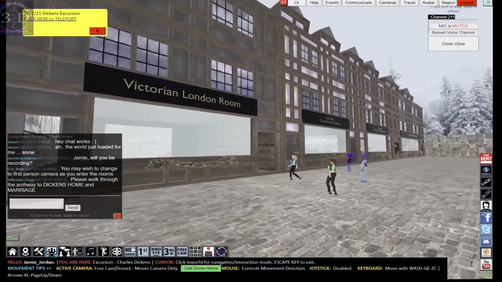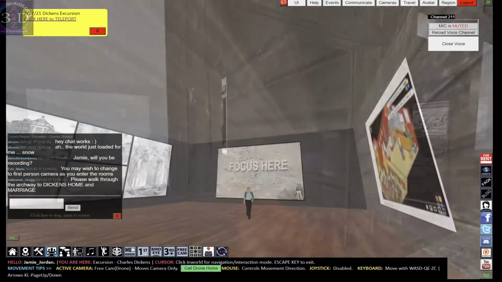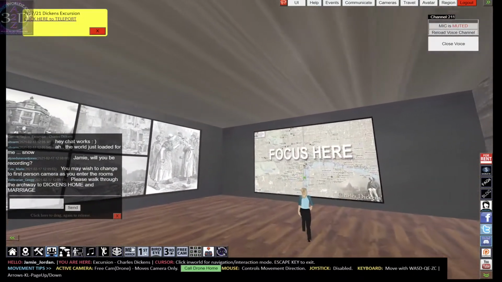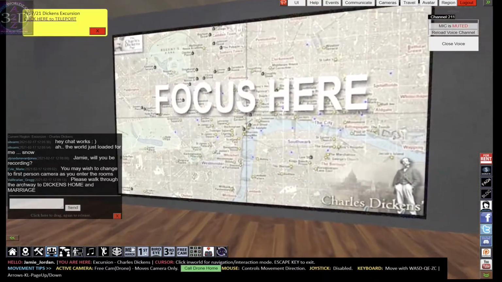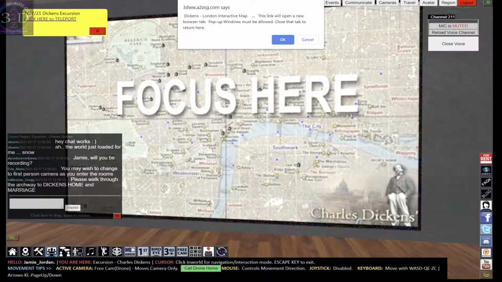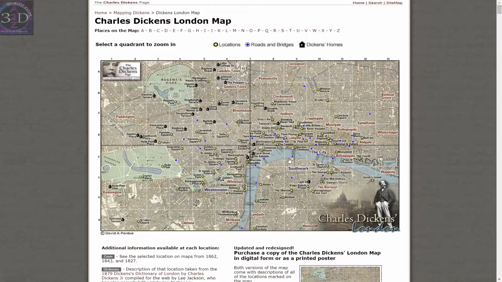And then as you turn the corner here, we see the Victorian London room. So go to the far back, you'll see that an interactive map will pop up into your browser. This interactive map shares what London was like in that time period.